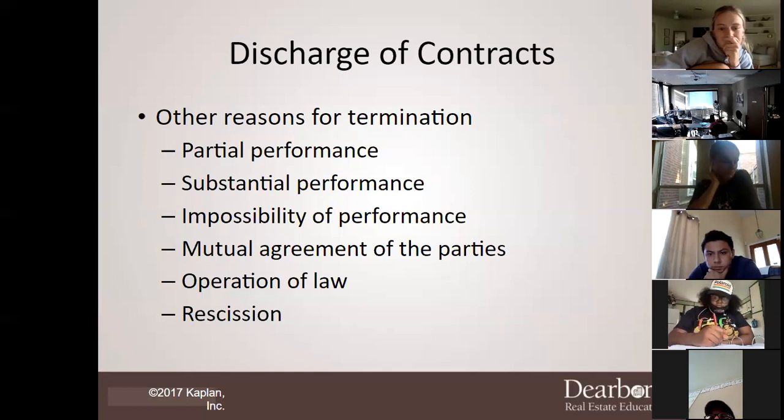Substantial performance. This is a weird one. It's where you do the majority of the work, but not all. Probably do 95%. And so it wasn't fulfilled, you can terminate.